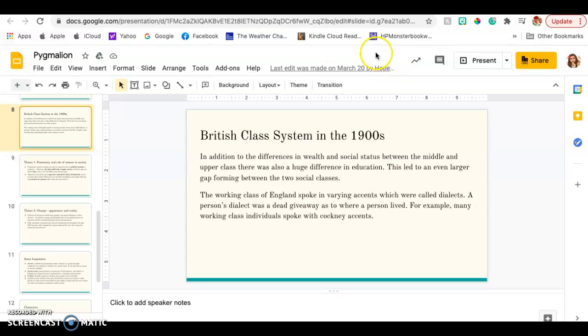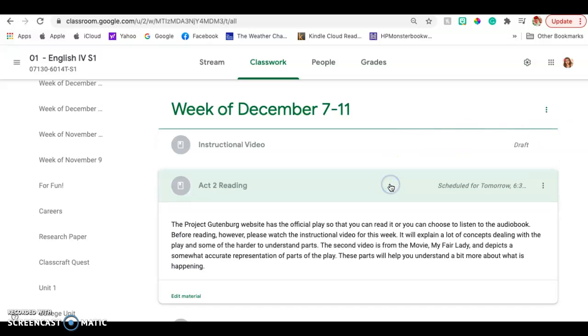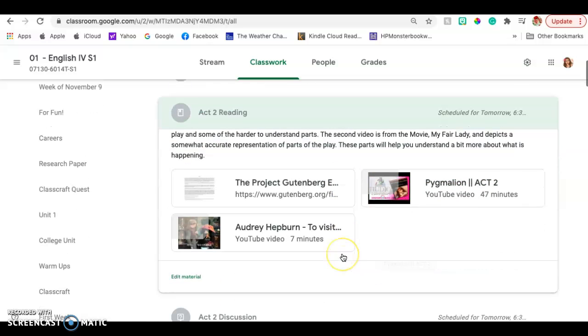I will put this in Google Classroom for you. So it will be in the week of December 7th through the 11th. Look it over. It'll give you some good background on what's going on in the play. For Act 2 reading, the Project Gutenberg, this is the actual play. It'll take you right to Act 2, so you don't have to look for it if you already opened it. Here is the audiobook, but I will tell you the audiobook's really long. I read Act 1 in less than 20 minutes, and that's how long the audiobook was. So it is really long to listen to, but maybe you listen to it better.